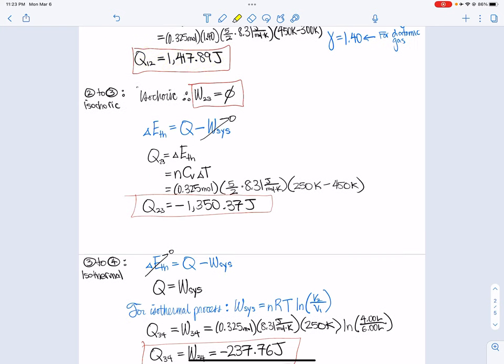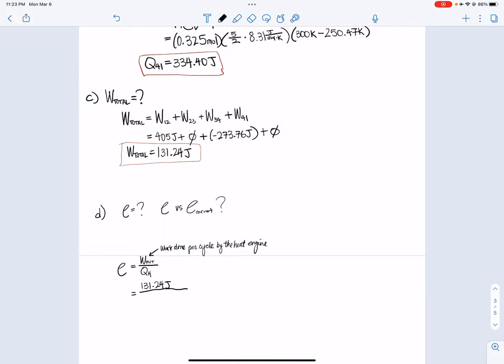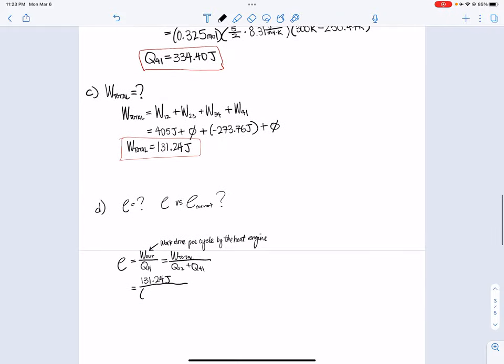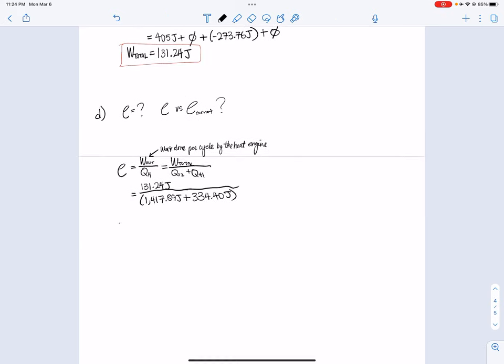So basically this was the work total over Q12 plus Q41. Q12 was 1,417.89 joules, plus Q from 4 to 1, which was 334.40 joules. Plugging that in the calculator and canceling out your units, you'd find that the efficiency is equal to 0.0749 or 7.49% efficiency for our heat engine in the problem.